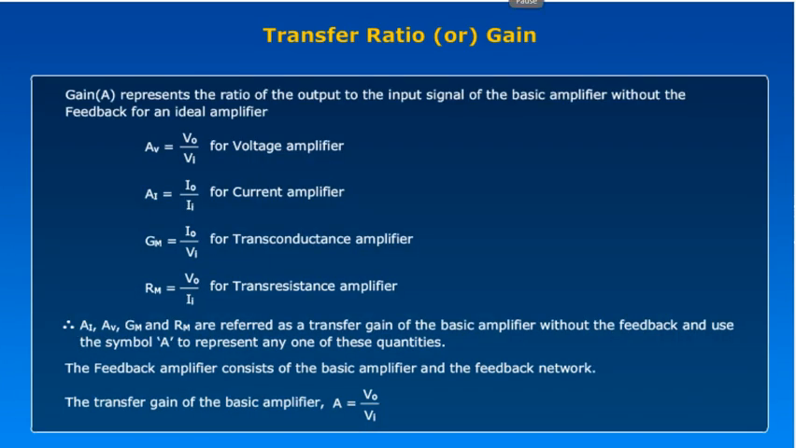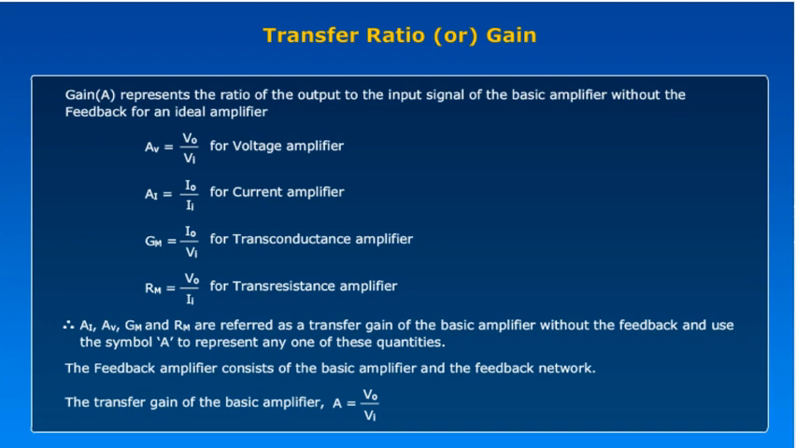The next block of the feedback amplifier is the basic amplifier, which we already discussed. Now we will see the transfer gain ratio of feedback amplifiers. The gain is usually represented with A. It is the ratio of the output to the input signal of the basic amplifier without feedback, for an ideal amplifier. Let us see the first one, the voltage amplifier.